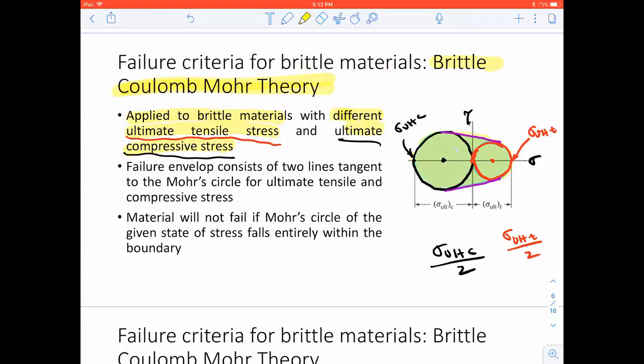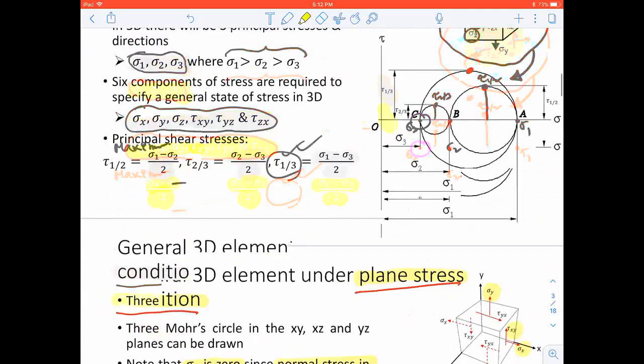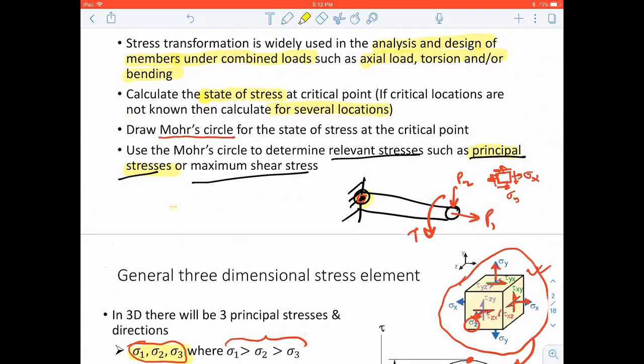So the failure envelope consists of two lines tangent to the Mohr circle for ultimate tensile and compressive stress. The material will not fail if the Mohr circle of the given state of stress falls entirely within this boundary. That means for a case like this, you're going to draw a Mohr circle. For this particular case, you're going to draw a Mohr circle.